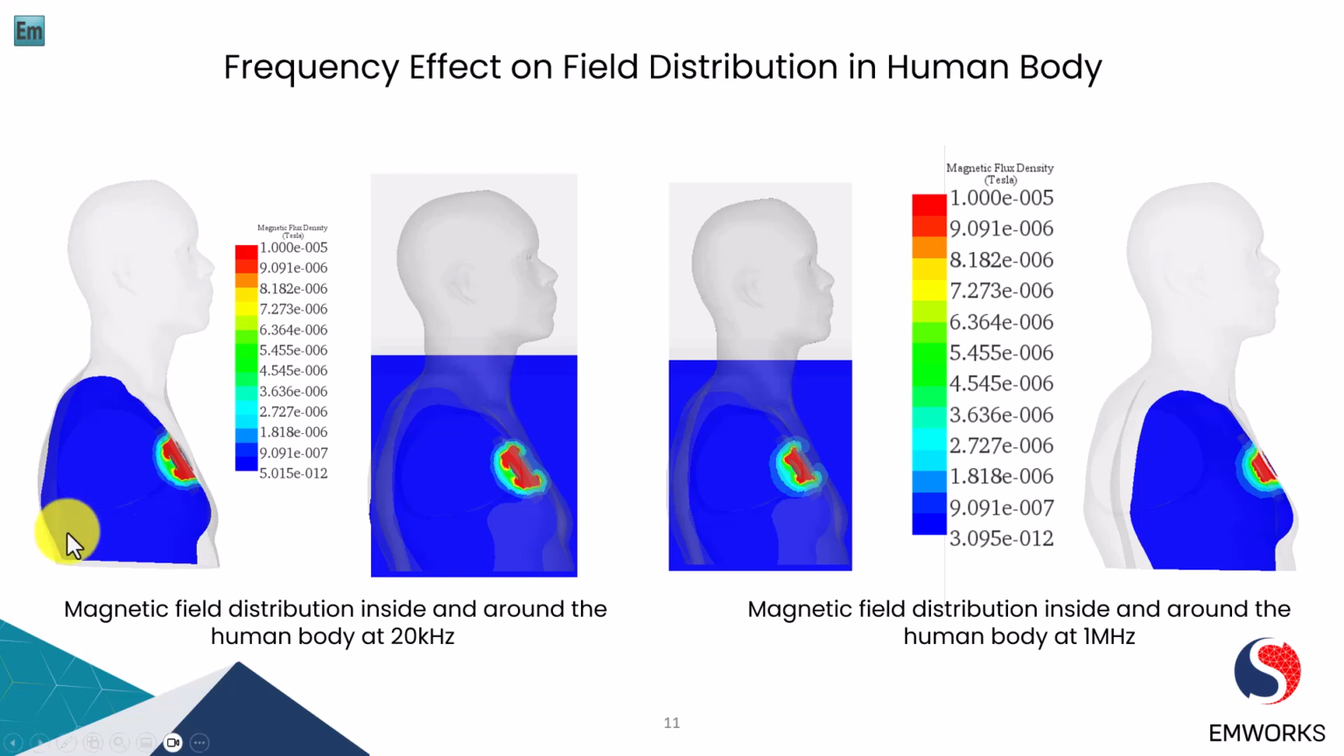Now, if we look at the 1 MHz results, here the field is stronger and covers a larger area compared to 20 kHz frequency. This means that as the frequency increases, the magnetic field becomes stronger and can cover a larger area in the human body. This effect should be taken into consideration when designing a wireless power transfer system, especially for implantable medical devices.